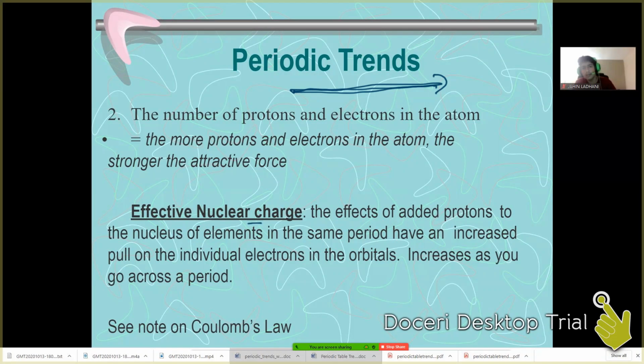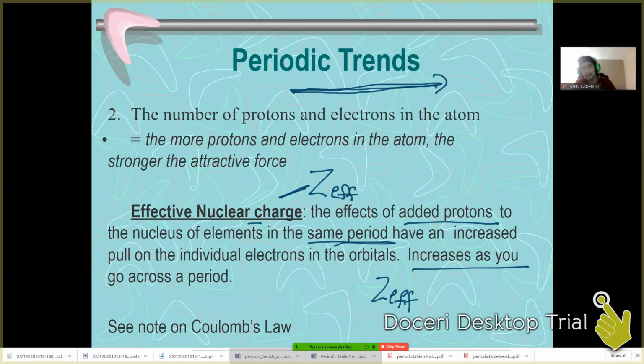And this is called the effective nuclear charge, or it's also called Z-eff. Z, and then that's like a subscript of EFF. So effective nuclear charge, or Z-eff, affects the added protons to the nucleus of the elements in the same period. And because of that, they have an increased pull on the individual electrons in the orbital. And Z-eff increases as you go across the period.